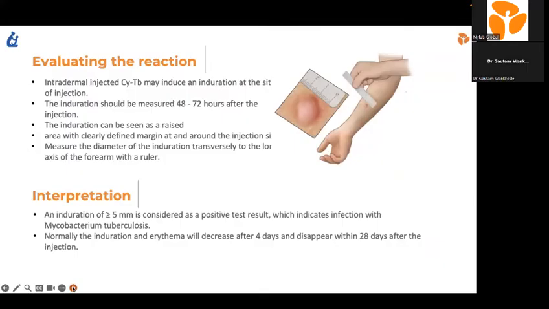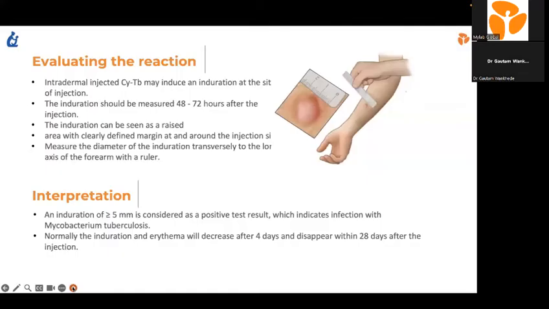And then how do we evaluate the reaction? The person is to be examined after 48 to 72 hours. We simply measure the induration, or the thickening of the skin in simple terms. Any induration of more than 5 mm, there's a single cutoff of 5 mm over here, is considered a positive test result, which indicates infection with Mycobacterium tuberculosis. Normally, the induration or erythema will decrease in 4 days and completely disappear in 28 days. So it's very important to do the reading between 2 to 3 days.